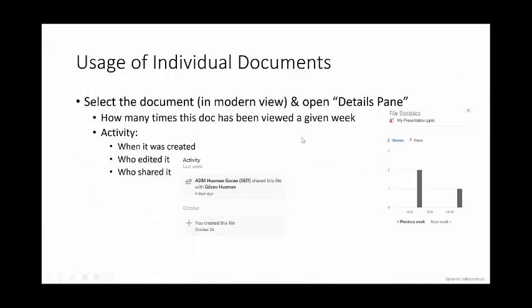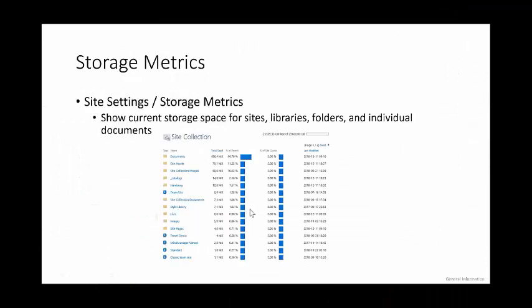Next thing that you can use for looking at statistics is to see how large your files, your sites, your folders are. There is something called storage metrics, and that shows the current storage required by all of these types of objects. So let's look at it for real then.